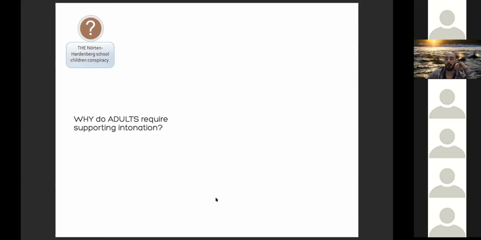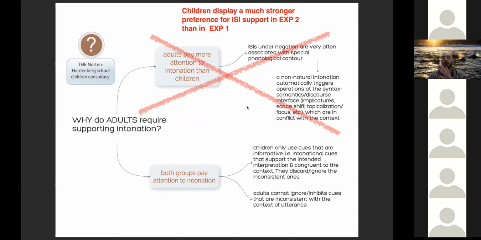Right, so first of all, we might ask ourselves, why do adults require supporting intonation? And we can rule out the hypothesis that adults pay more attention to intonation than children, because in fact children paid a lot of attention to intonation, and they used the more supporting intonation in their online resolution and also in the offline choices, because they showed a much, much greater effect in favor of implicature support. So yes, children do pay attention to intonation. Both groups pay attention to intonation.